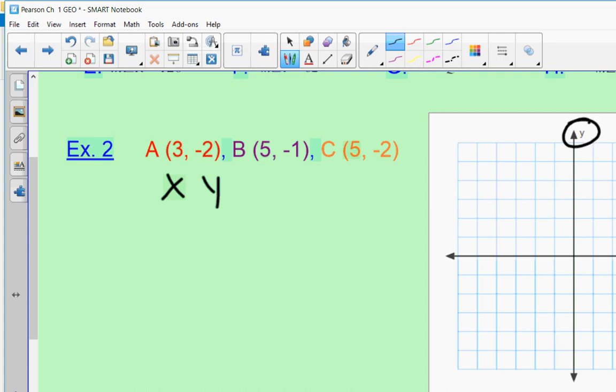So A is 3 on the X axis, -2 for Y. So I go over 3 and down 2 from the origin. And that's A. I'm going to label it. B is 5, -1, so X is 5 and Y is -1, and that's B. And then C is 5, -2. So that's right there, okay?